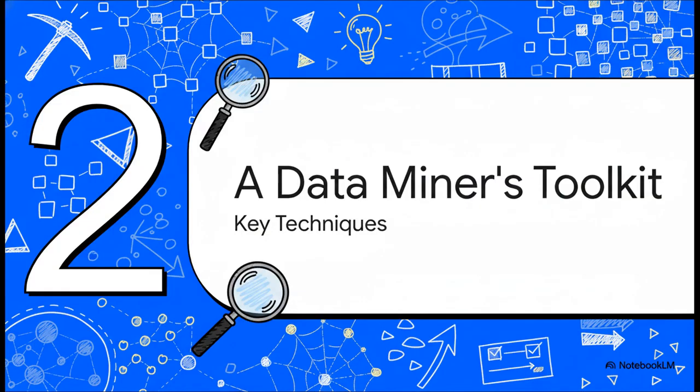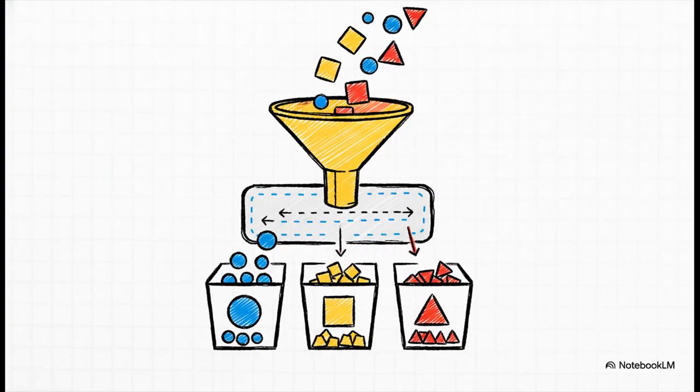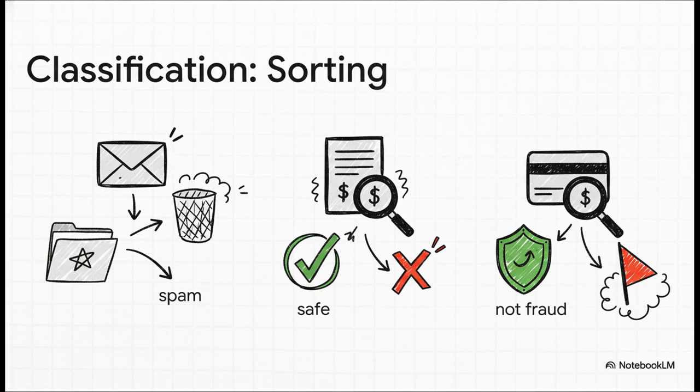All right, so what tools do you actually use to find those patterns? Let's open up the Data Miner's Toolkit and look at 3 of the most powerful techniques they have. First up, we've got a technique called classification. Classification is really all about sorting things into categories that you already know exist. The keyword there is predefined. Think about your email automatically deciding if something is spam or not spam, or a bank's computer looking at a transaction and labeling it safe, or, hey, this looks a little risky. You're just assigning new data to an existing label.